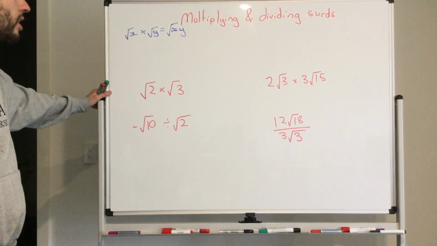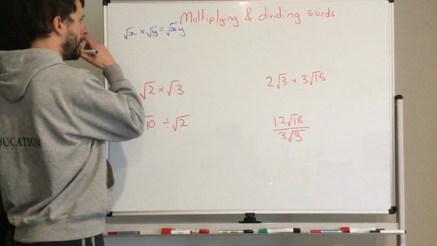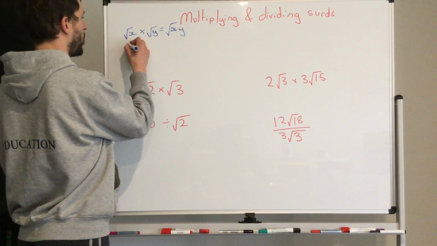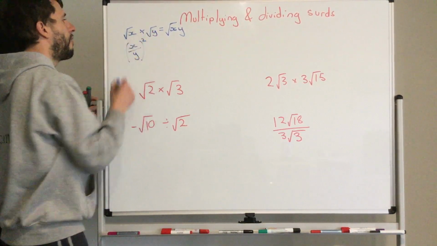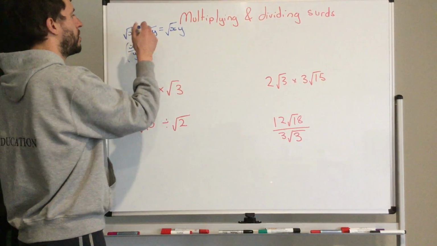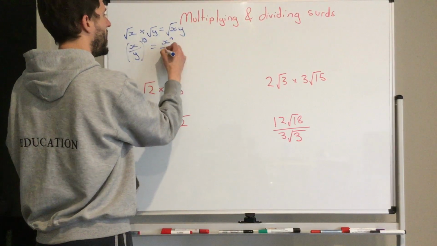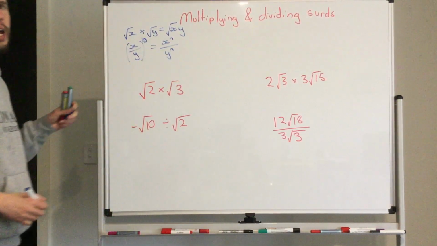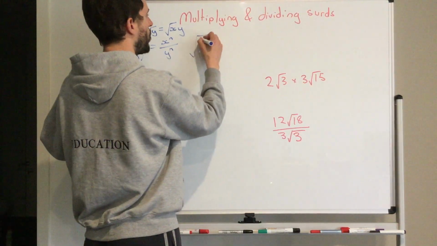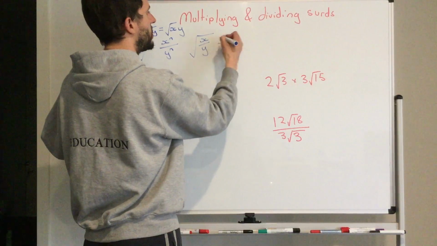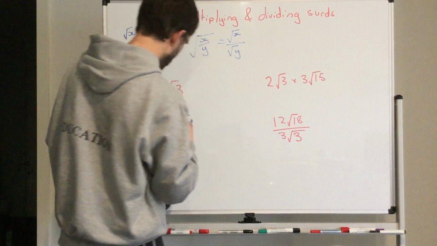Another thing I'd like you to think about, and this is where I like to talk about our index law. Our index law is if we've got a fraction that is to a power, that is the same as me saying x to the power of n over y to the power of n. And that is exactly the same with surds. If I have a square root of x over y, that is the same as me saying the square root of x over the square root of y.